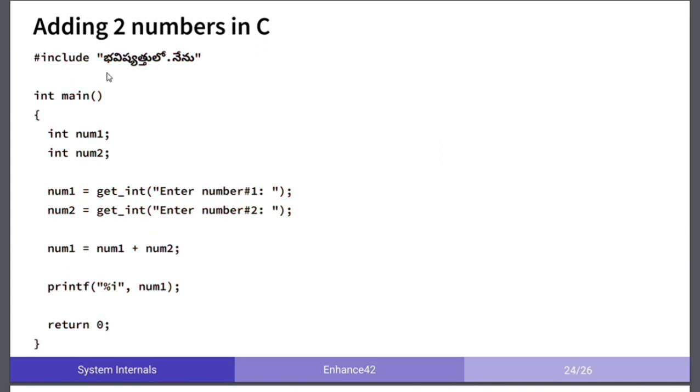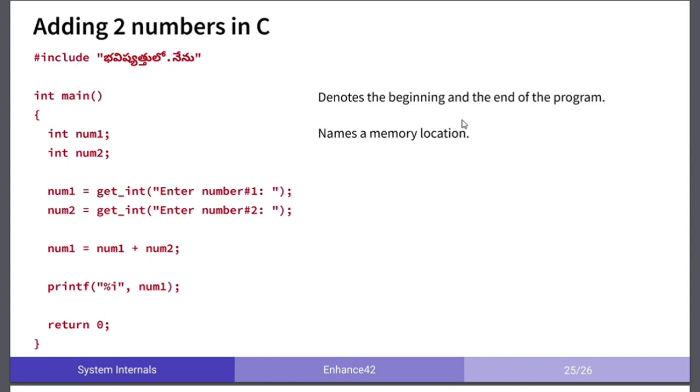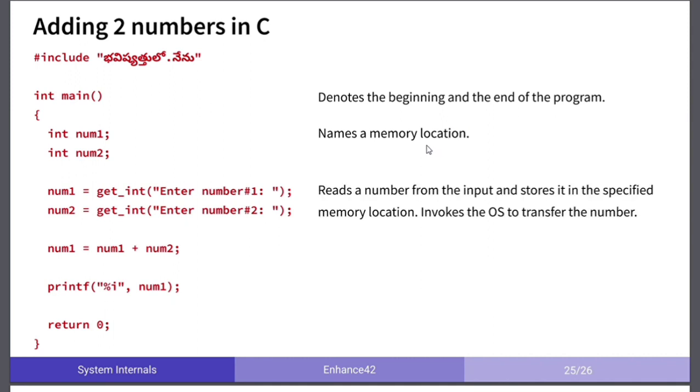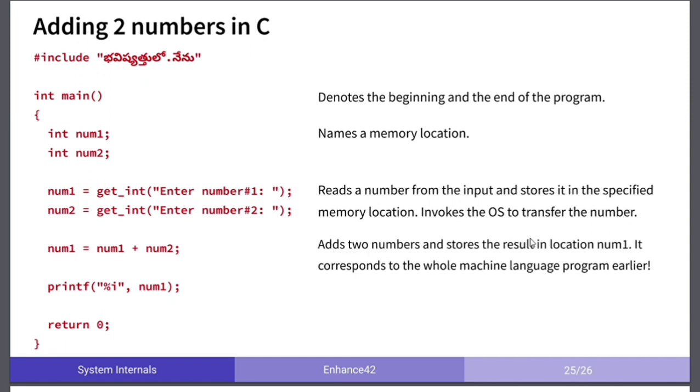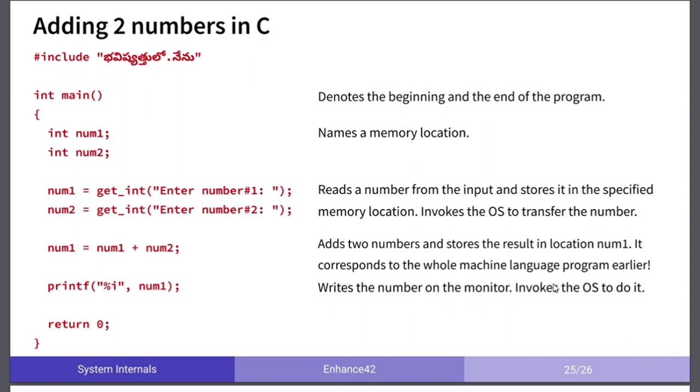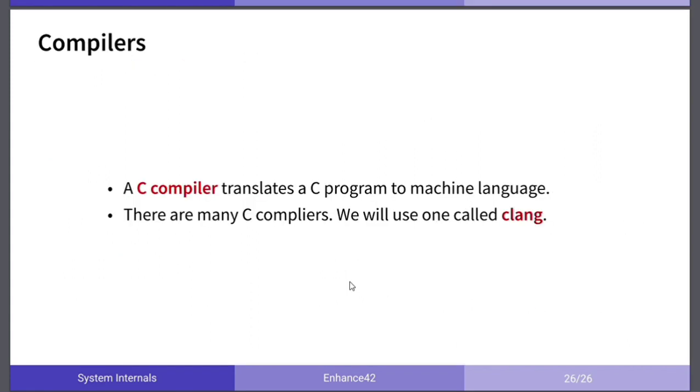So, here is programming in C, adding two numbers in C. Here is the skeleton of C language. Here it is displayed. Here, int main denotes the beginning and end of the program, and int num1, num2 are names of memory locations. num1 gets initialized, num2 gets initialized, and num1 plus num2 adds the two numbers. printf writes the number on the monitor, and return 0 tells the OS the program executed successfully.